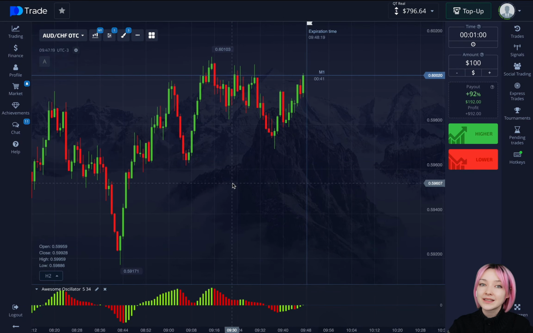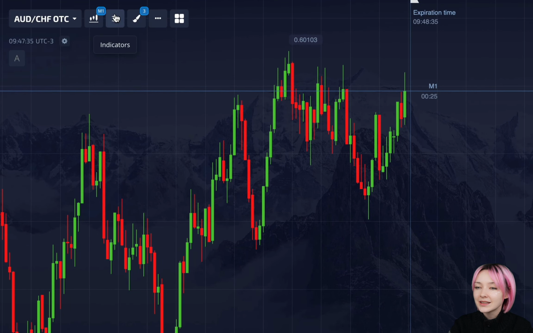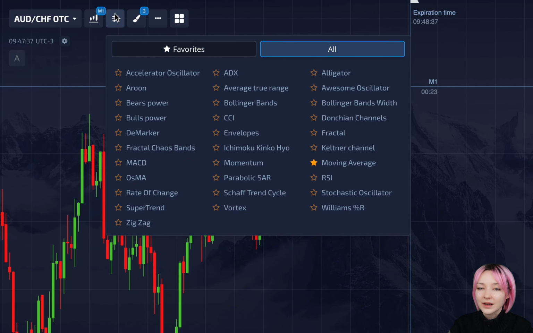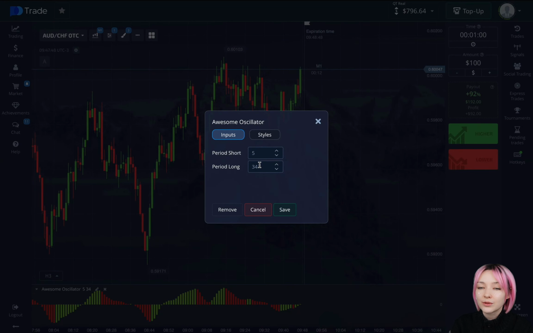Back to our indicator. It's quite easy to add. We're trading on the Pocket Option platform, so the indicators menu can be found in the top left corner. Click it and look for Awesome Oscillator. Click it once and that's it. We don't need to edit its settings, so these sections such as period short and period long stay as they are. The style is also already set the most convenient way, so we leave it as it is.